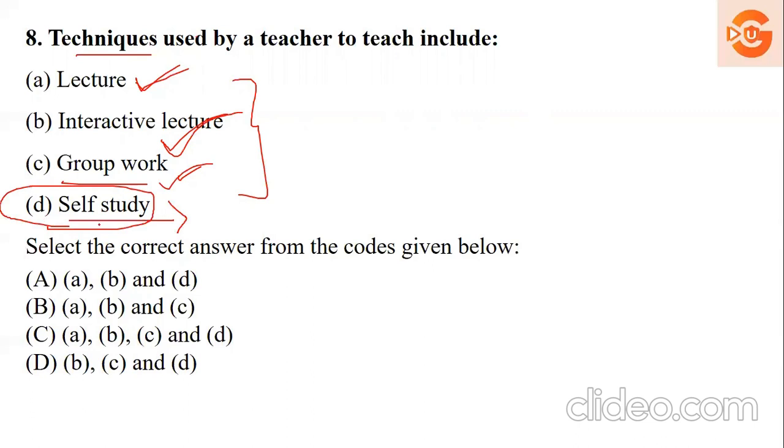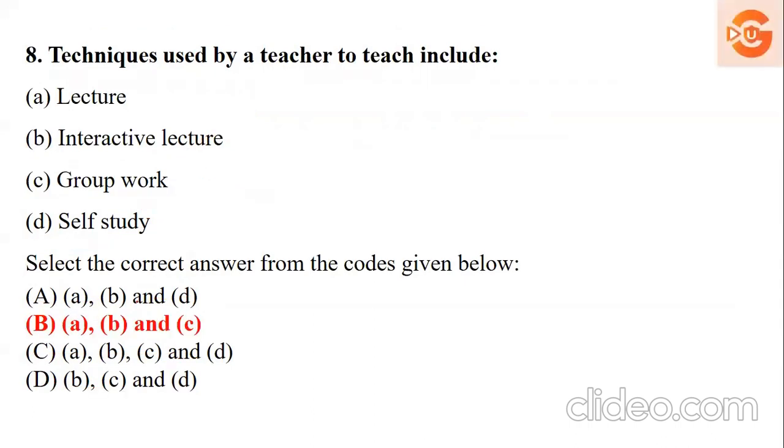So option D definitely won't be the correct option. So wherever you have option D, you have to strike it out. So the option left is what? Option B. So our right answer is option number B.